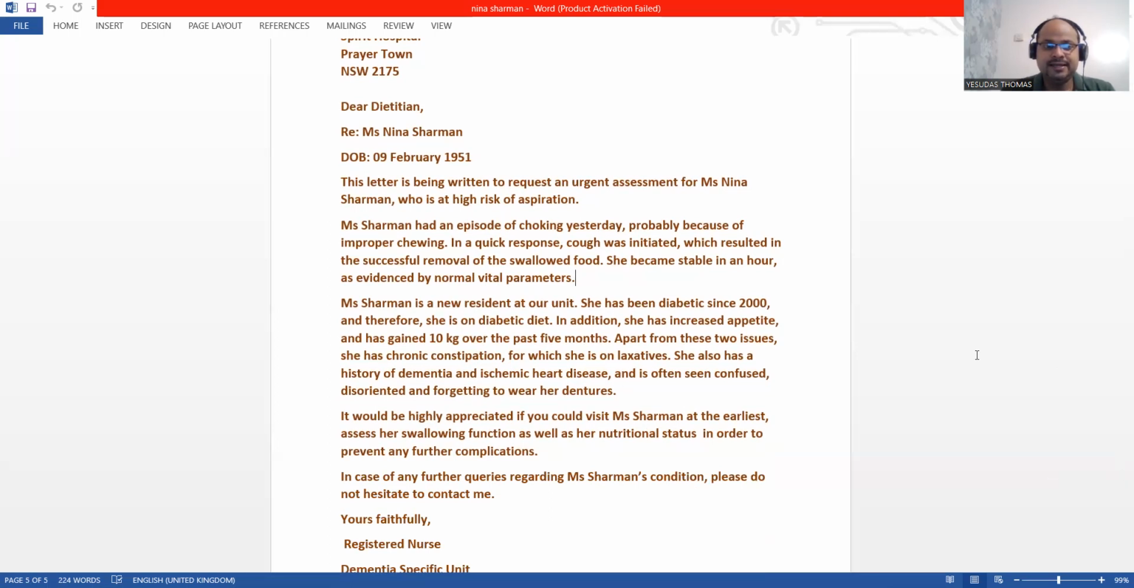Now, in the second paragraph, we give the most recent history, what we have seen here. Ms. Sharman had an episode of choking yesterday, probably because of improper chewing. In a quick response, cough was initiated, which resulted in a successful removal of the swallowed food. She became stable in an hour, as evidenced by normal vital parameters. So what is in the second paragraph is the recent history. What is the recent medical history? What actually happened to her?